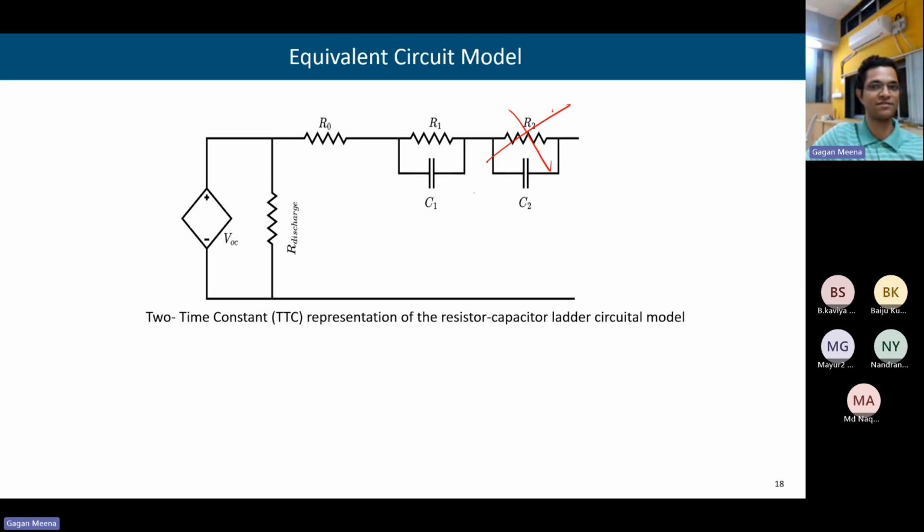If there is only one, then it will be a one-time constant representation. And it is also called a ladder circuit. If we have one more, then it will be three-time constant. The more we increase these numbers, the more accurate the model becomes. But then the time required to solve the model also increases. So there has to be some trade-off between the two.